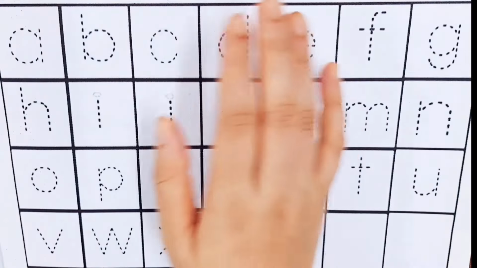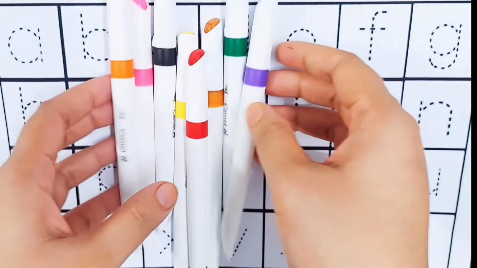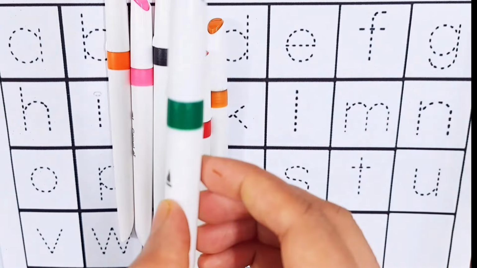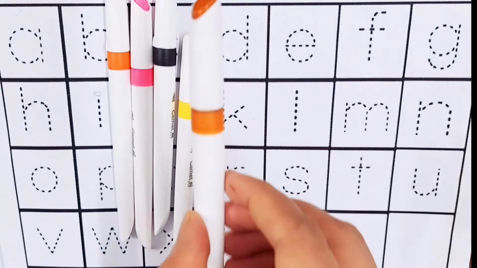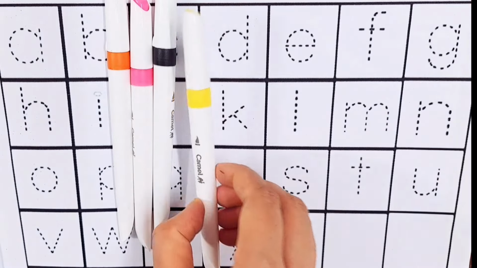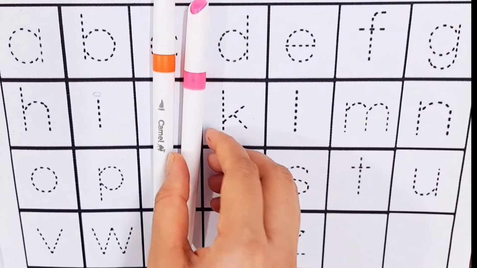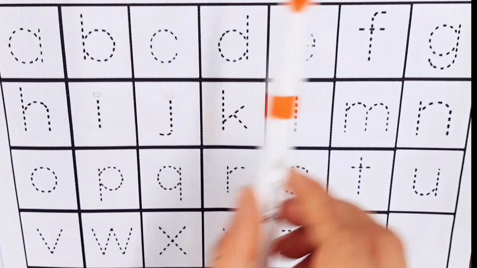Hello guys. Let's learn some colors. Violet color, dark green color, red color, brown color, yellow color, black color, pink color, orange color.